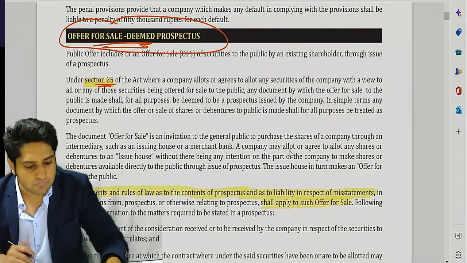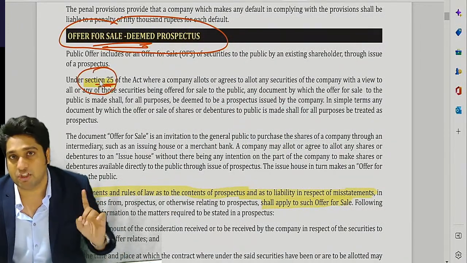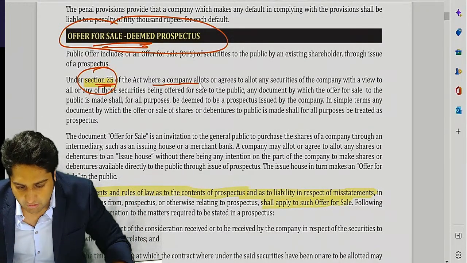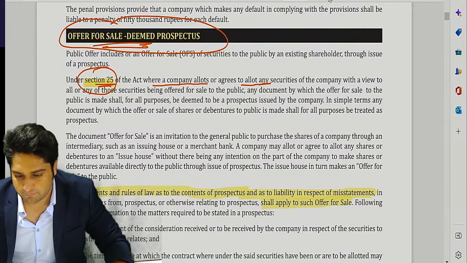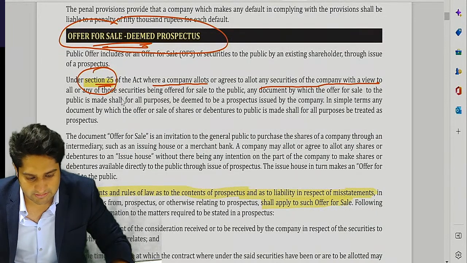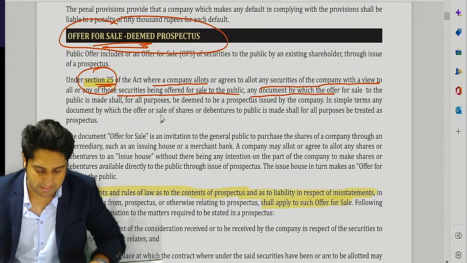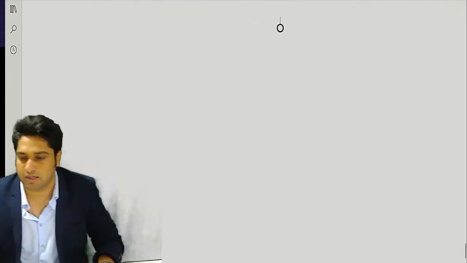Okay, now let's read section number 25. Now pay attention to what I'm reading. Okay, these people find it tough. Where a company allots or agrees to allot any securities of the company with a view to making those securities offered for sale to public, any document by which, so let's break this down. Now this scenario, the second scenario which I'm talking about. Okay, second scenario. Now pay attention to what I'm saying.